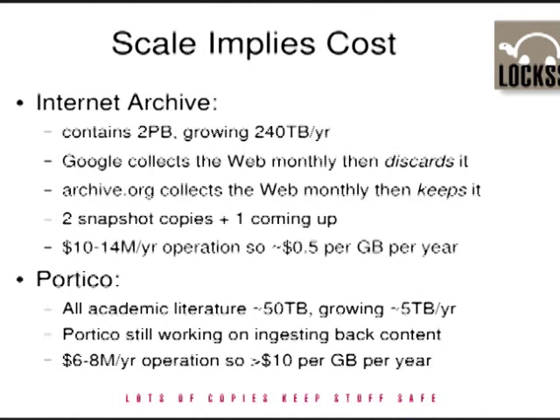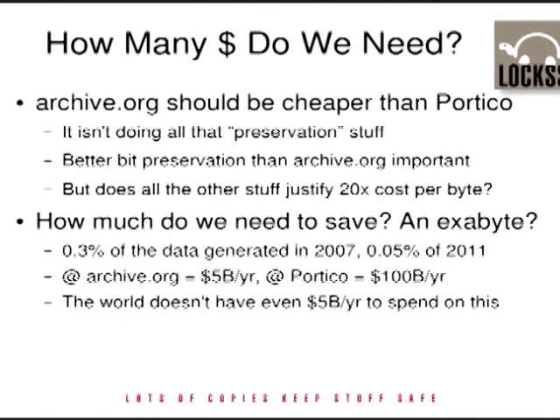So Portico aims to preserve the academic literature. It's much smaller. It's about 50 terabytes, growing perhaps 5 terabytes a year. They're still working to ingest it, but let's assume that they've done it. Their burn rate appears to be between 6 and 8 million a year, which translates to about $10 per gigabyte per year, 20 times as expensive. Of course, archive.org should be a lot cheaper than Portico, because it isn't doing all that preservation stuff.